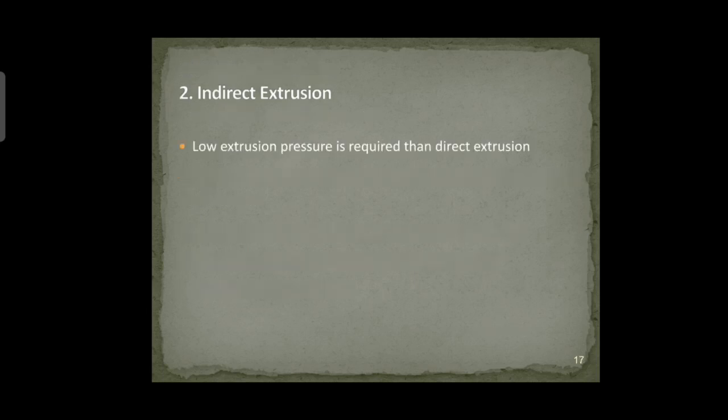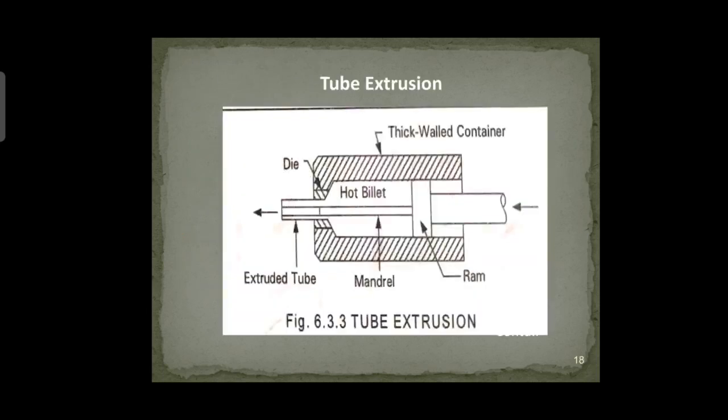Okay, and next, the third process in this extrusion, or method of extrusion, is tube extrusion. As the name gives an indication, tube sections, or hollow types of cross sections, can be produced by using this process.